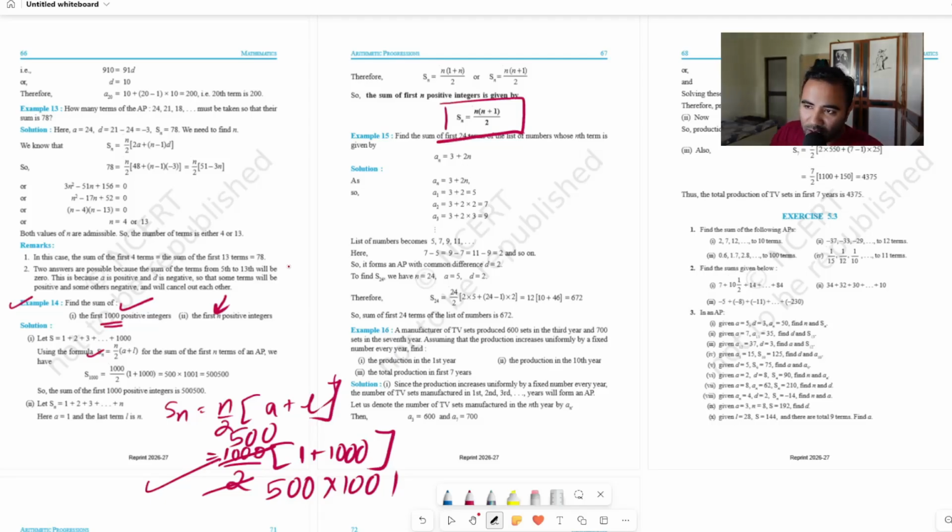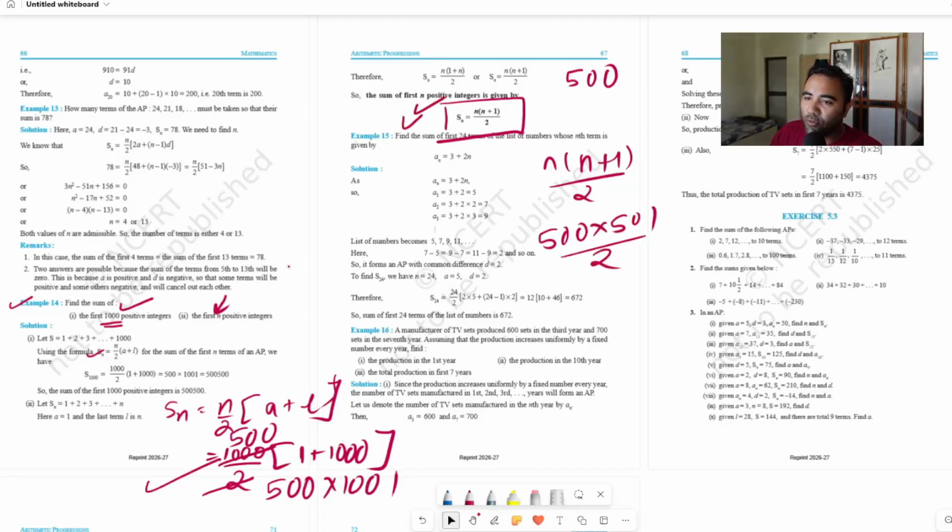What is the sum of first 500 positive integers? So you simply use n into n plus 1 upon 2. So 500 into 501 upon 2. You should remember this formula because in some higher order thinking skill questions you will use this formula, n into n plus 1 upon 2. Highly useful.